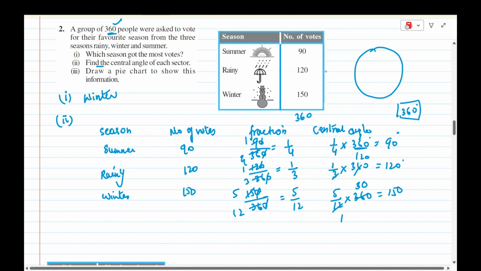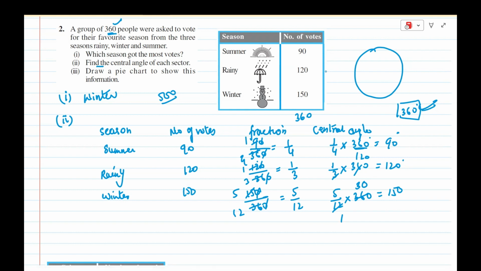Even though the number of people are different, suppose it is 500, while taking fraction, I'll take total 500, but while calculating central angle, I'll take the total measure of the angle, which is 360 degree. So that's about finding the central angle of each sector. So these are the central angles. Now draw a pie chart to show this information.